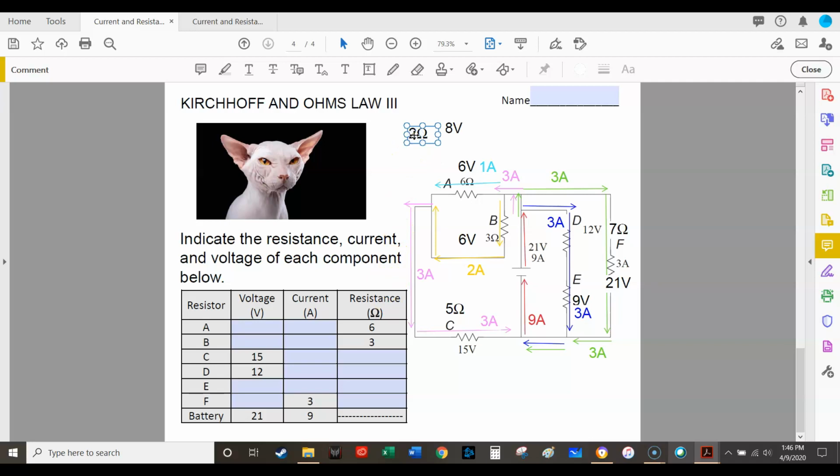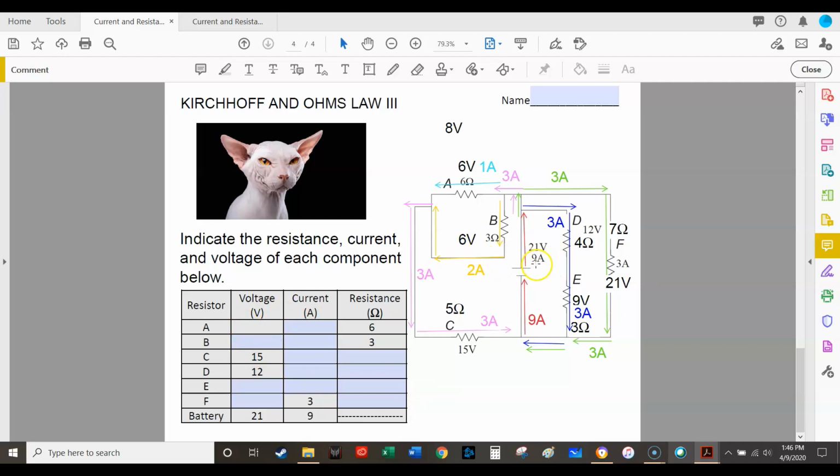Now that we have that, we could figure out the resistance. 12 volts divided by 3 amps is going to be 4 ohms. 9 volts divided by 3 amps is going to be 3 ohms. Okay. Cool. So now that we have everything that we need, there's numbers everywhere. Let's go ahead and fill out this spreadsheet right here.